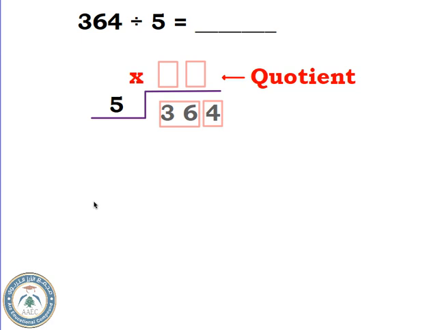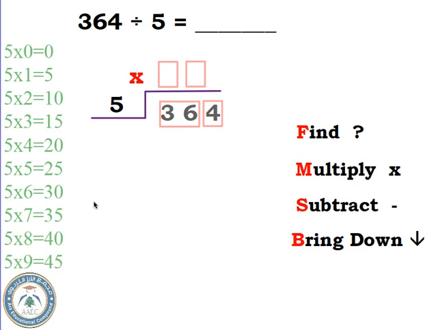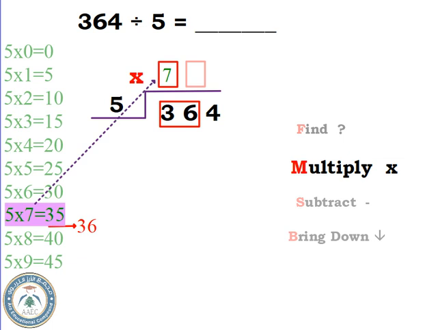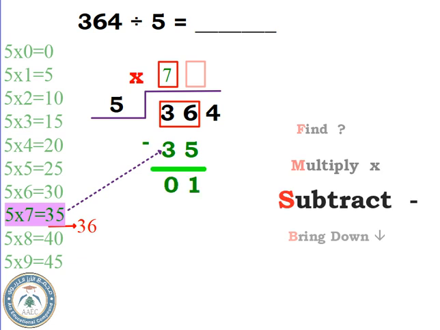You will write the times table on the side, or you know it mentally, and these are the steps: find, multiply, subtract, bring down, like father, mother, sister, brother. Let us start with the first step. Let's find 36. In table of 5, 36 is between 35 and 40, so we take 35. Now multiply means to write 7 up and 35 down. Subtract, we get 1. 36 minus 35 is 1.